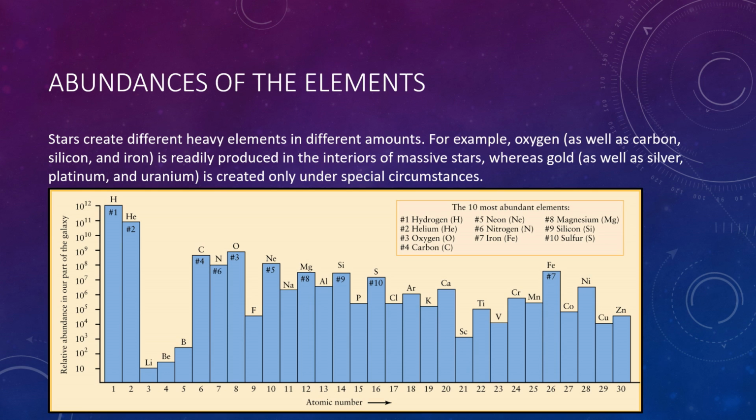All right, well, stars create different heavy elements in different amounts. For example, oxygen, as well as carbon, silicon, and iron, is readily produced in the interiors of massive stars. However, gold, as well as silver, platinum, and uranium, is created only under special circumstances. Consequently, gold is rare in our solar system and in the universe as a whole, while oxygen is relatively abundant, although still much less abundant than hydrogen and helium. So this graph is just showing you that. You can see the relative abundances, so this shows you how much there is in the universe. So it gives you an idea.